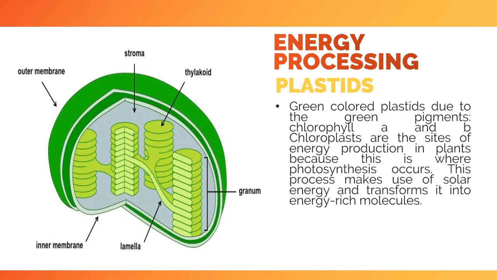First type of plastid is we have the chloroplasts. These are green-colored plastids due to the green pigments, chlorophyll A and B. Chloroplasts are the site of energy production in plants because this is where photosynthesis occurs. This process makes use of solar energy and transform it into energy-rich molecules.